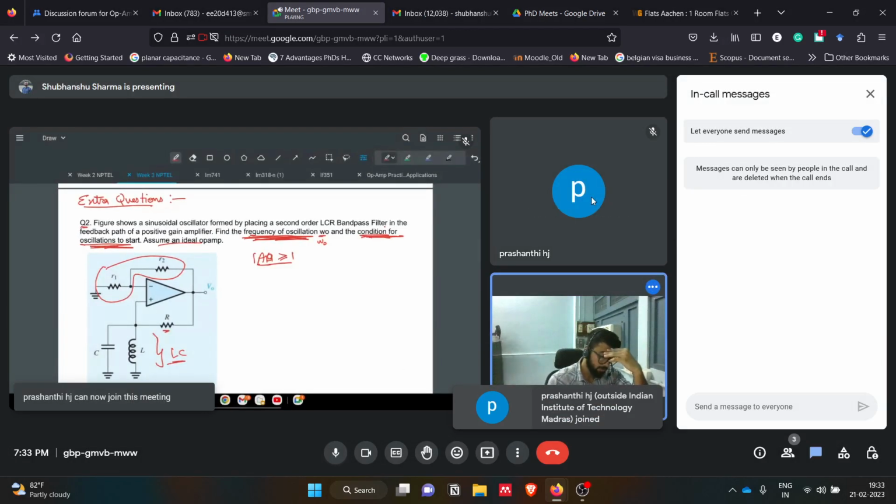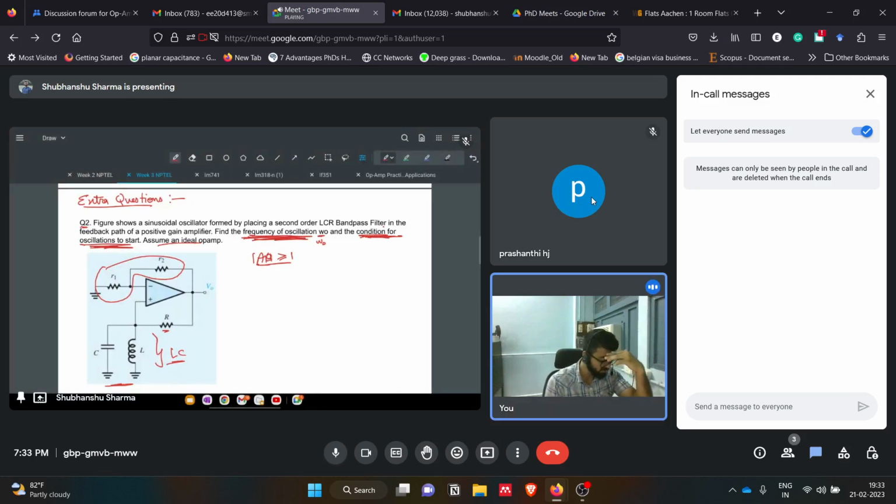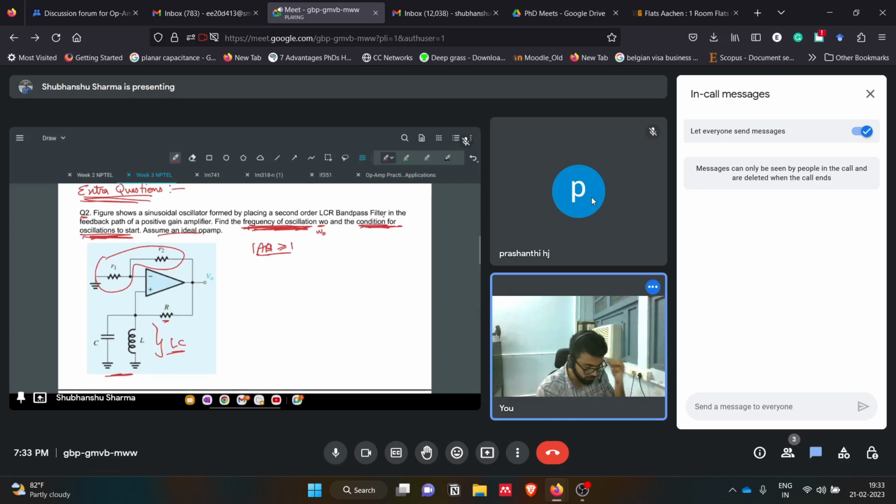So I'm discussing this question; you can read this question. This is basically a sinusoidal oscillator which we are realizing using an LCR circuit, a second order LCR bandpass filter, and we want to calculate the frequency of oscillation and the condition for oscillation. By the way, these are extra questions; they will help you understand these concepts more nicely. So how will we approach this question? We know there is the Barkhausen criterion, mod A beta greater than or equal to 1. Can we use that? Yes, we'll use that. For that we need A and we need beta also.